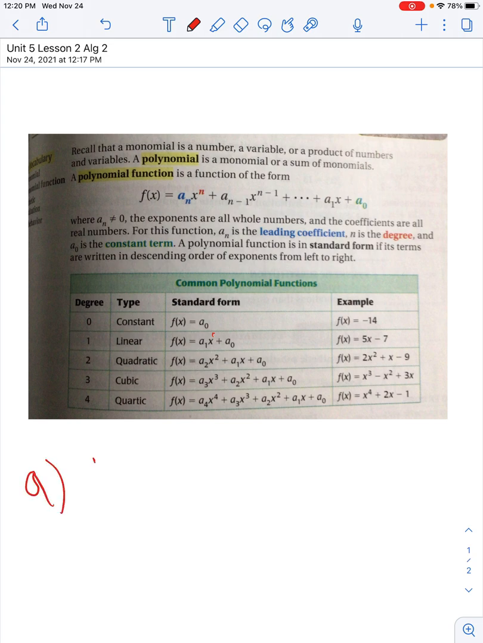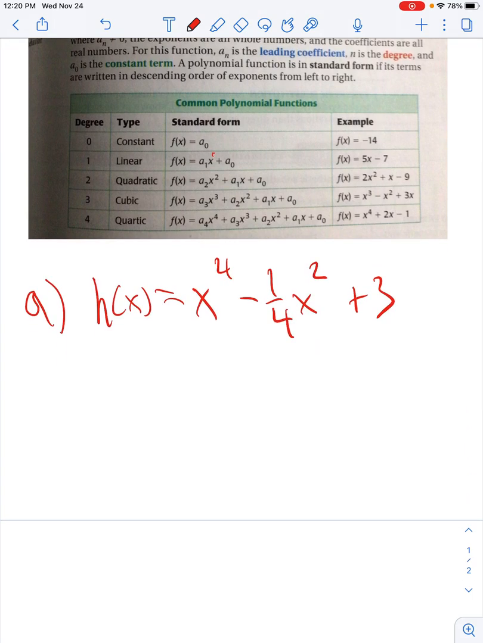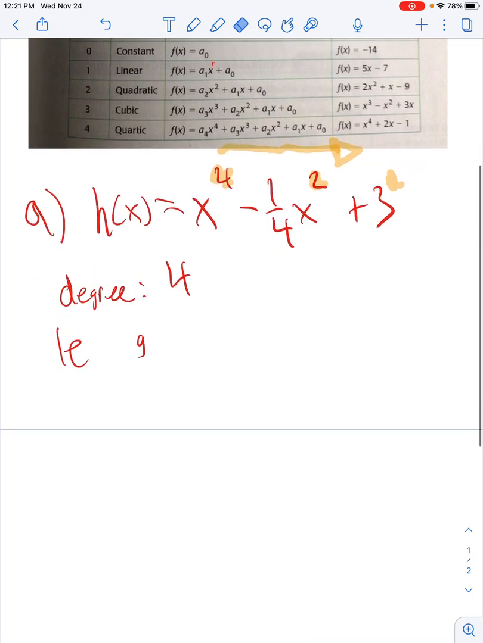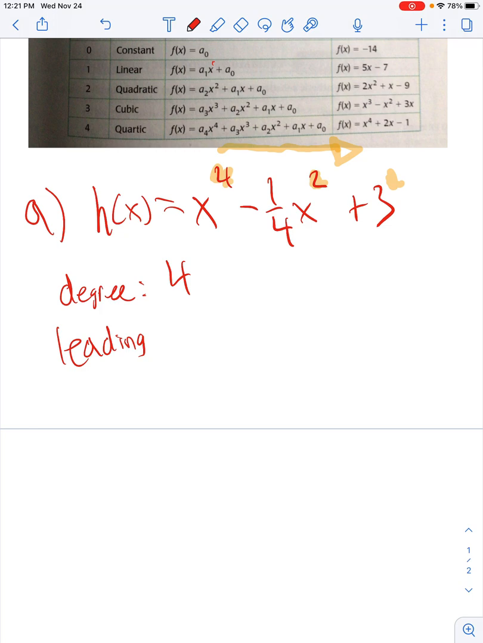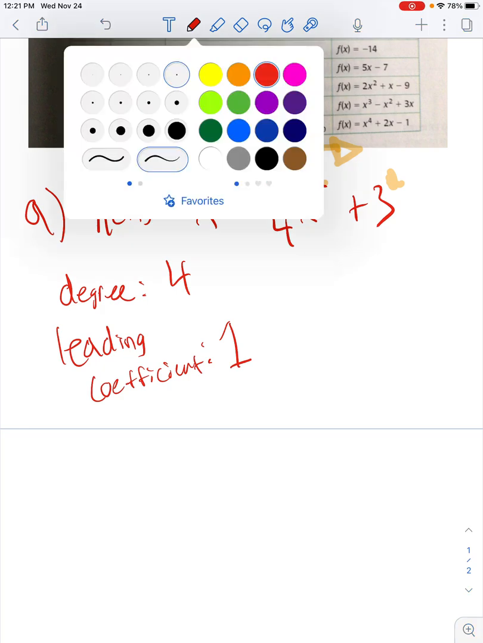So let's see here. We have h of x equals x to the fourth minus 1/4 x squared plus 3. I would say that in this case, it's a polynomial function. It's already written in standard form because my exponents are decreasing. I would say that this is a degree of 4, fourth degree. Leading coefficient, there's no number in front of this x, so I'm going to say that means it's a 1. If there's no number out front, I can assume that it's a 1. And it was already written in standard form, so we're good there.